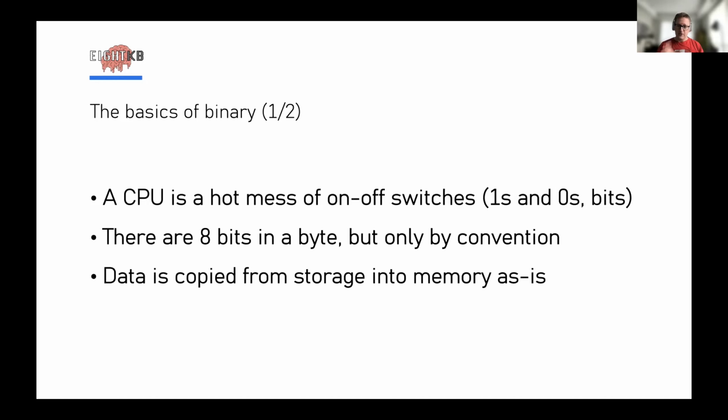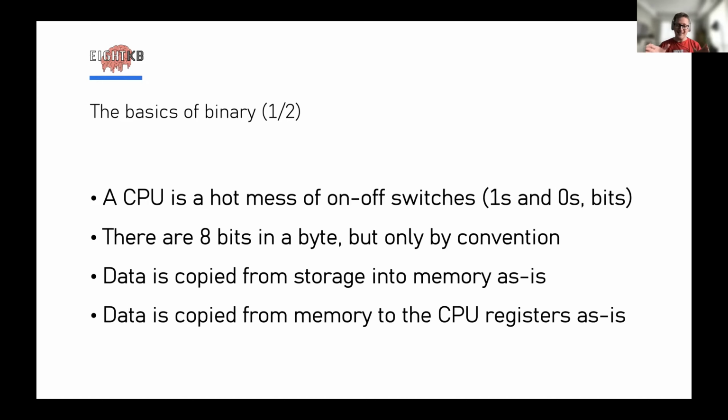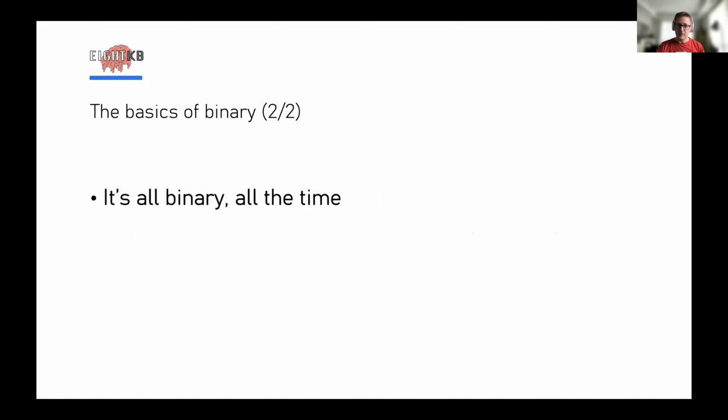When we copy data from storage into memory and then from memory into CPU, it's copied as it is. In other words, however it's laid out on disk is how it's laid out in memory. It's how it's laid out in the CPU registers. And the reason for that is because it's binary all the time. The CPU doesn't actually know or care about the difference between data and commands. It's just the way it's laid out on disk depends on where it gets put into the CPU registers.